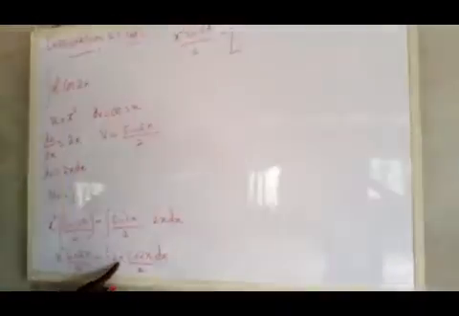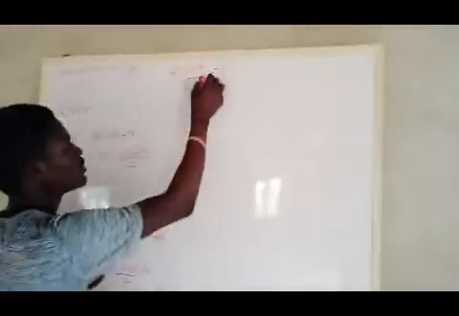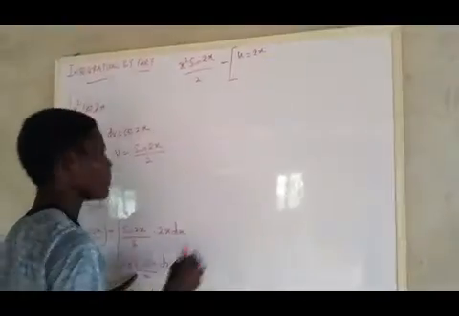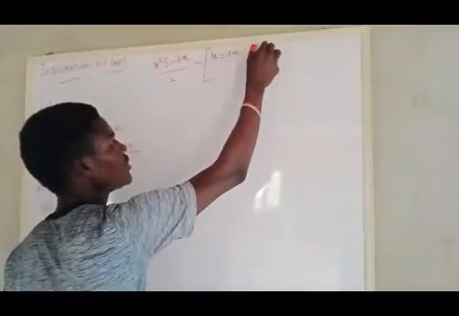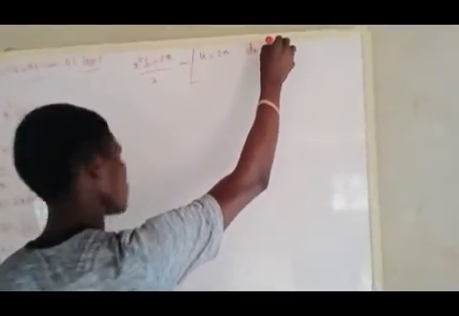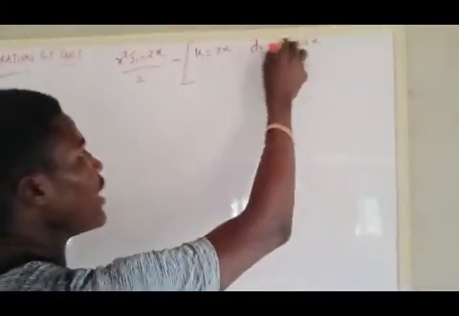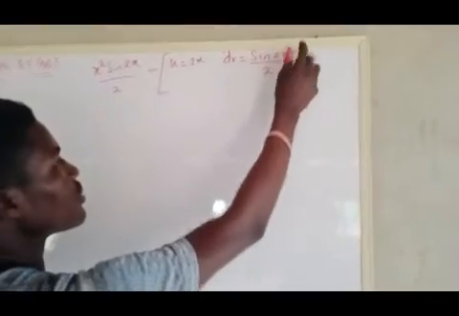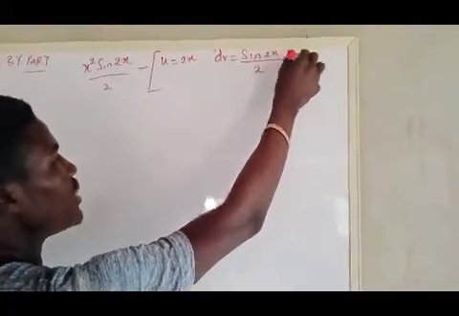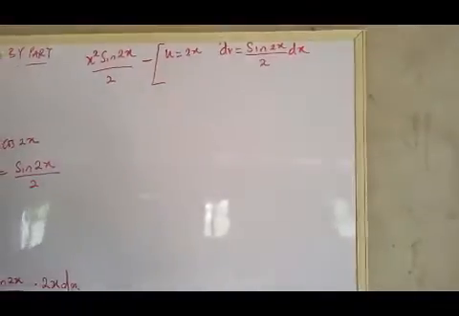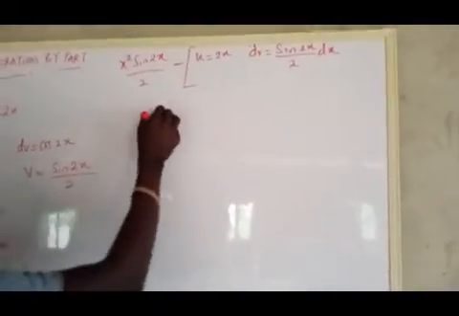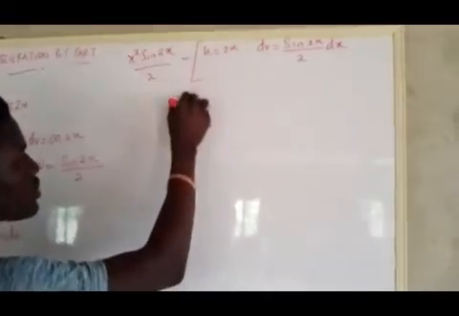Let me put it in brackets. Now what is your u? Your u is 2x. So u equals 2x. My dv equals sine 2x over 2 dx. Alright. Now let's leave this because we are still going to continue with it. So let's work with this bracket alone.